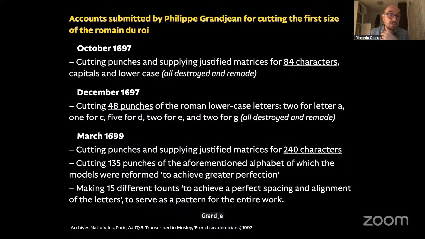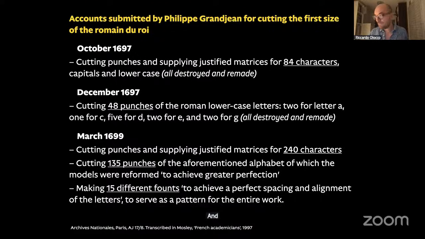Grandin's first punches were rejected, all of them. The documents say destroyed, and they were remade. And actually, most of the letters had to be recut several times, and matrices had to be struck, and type had to be cast to test before repeating the whole cycle. So it was quite a lot of work. And during this period, the models, the drawings of the letters, were also repeatedly modified. So it was therefore a collaborative effort between the punch cutter and the committee.